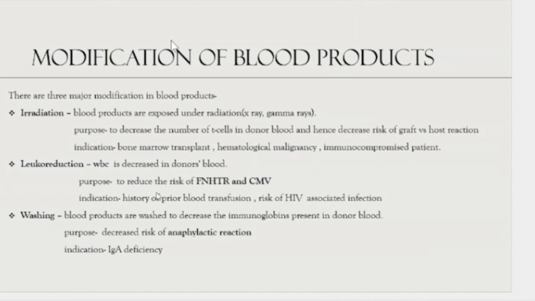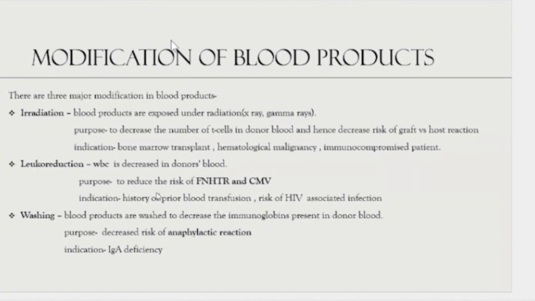Then the third major modification in blood products is washing. We did this in immunology, in which there was one particular deficiency, the IgA deficiency. We had learned that in a person who is IgA deficient, whenever a blood transfusion occurs, always wash the red blood cells or wash the blood. The reason we wash the blood is to remove the proteins or the immunoglobulins that are present in the donor blood. Because remember, this IgA is not present in the recipient, so even though it is an immunoglobulin, for the recipient's immune system it will be seen as an antigen.